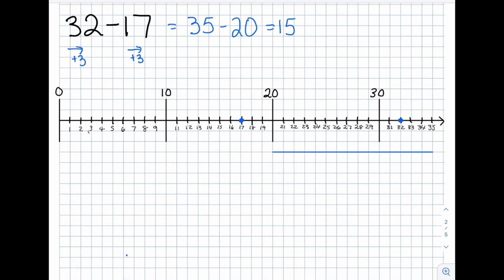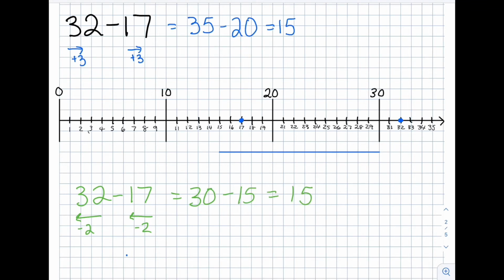Now, we could have done this a different way. So let's take our line segment back to 17 and 32, the distance between those numbers, and we could have gone to the left. So let's say that we went 2 units to the left. If we went 2 units to the left, that would be 30 minus 15. In this case, maybe 30 minus 15 would be just as easy for you as 35 minus 20. There isn't a right or wrong way to do this as long as you're moving in the same direction, the same amount.